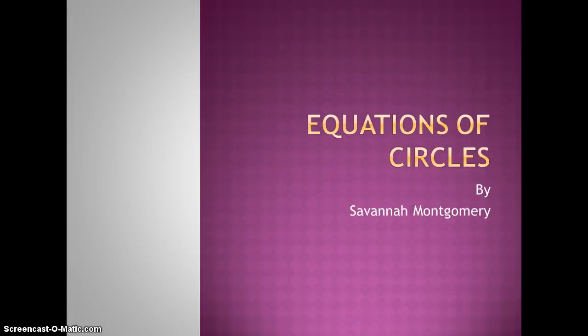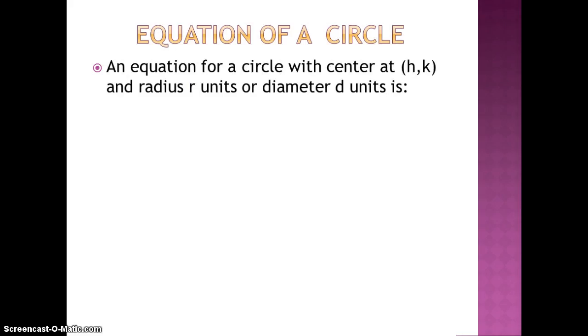Equations of circles. An equation for a circle with center at (h, k) and radius r units or diameter d units is (x - h)² + (y - k)² = r², or (x - h)² + (y - k)² = d.